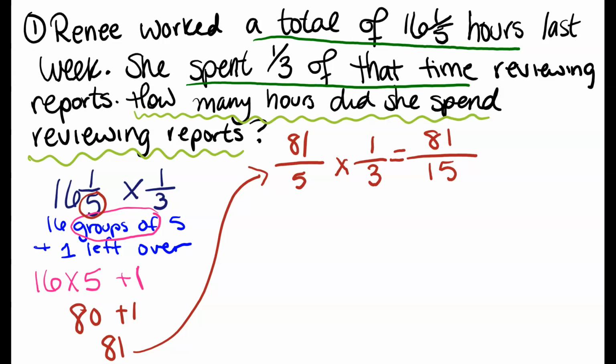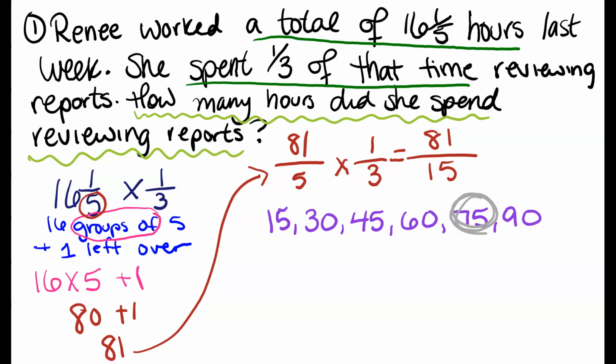So my multiples of 15, let's see, 15 times 1 is 15, times 2 is 30, times 3 is 45, times 4 is 60, times 5 is 75, times 6 is 90. Ooh, 90 is bigger than 81. So I'm going to have to look at this 75. This tells me 15 can go into 81 1, 2, 3, 4, 5 whole times. And there's something left over.